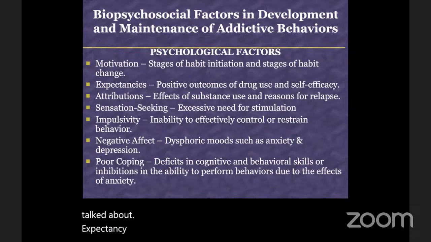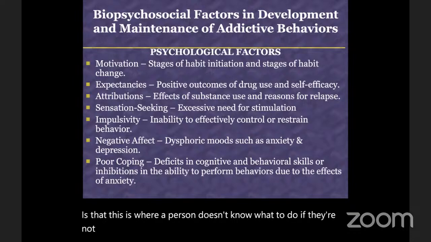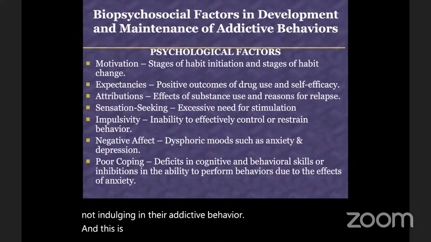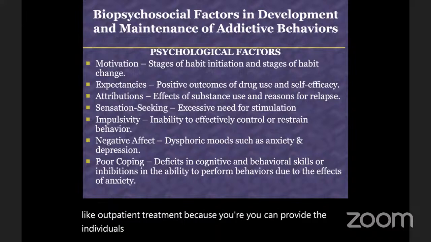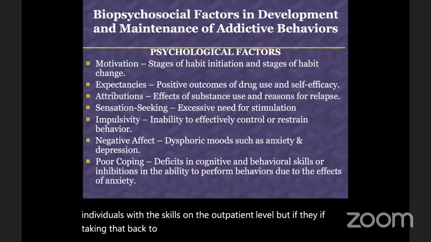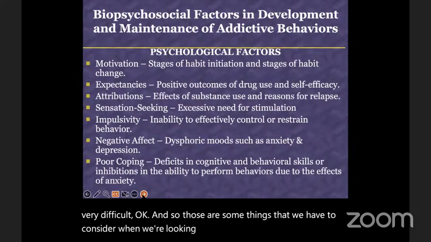So this is basically, as I go back to the example of the couple, when we talked about expectancy and attributions, where a person doesn't know what to do if they're not indulging in their addictive behavior. And this is probably one of the more difficult parts of doing things like outpatient treatment, because you can provide the individuals with the skills on the outpatient level, but taking that back to their home and implementing that becomes very difficult. Okay. And so those are some things that we have to consider when we're looking at the treatment of addiction as well.